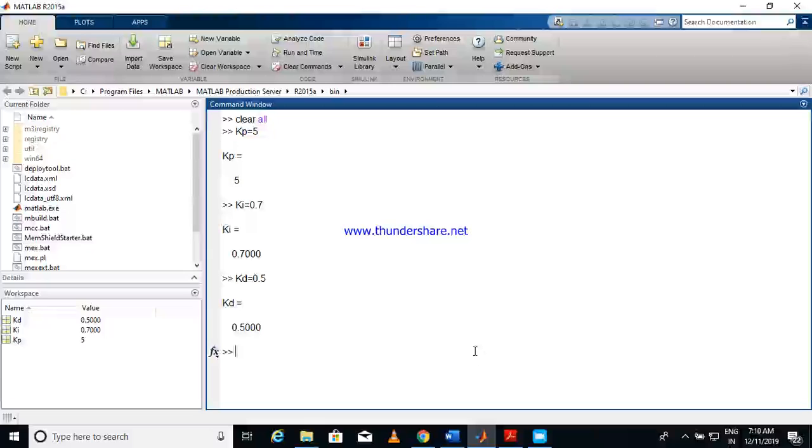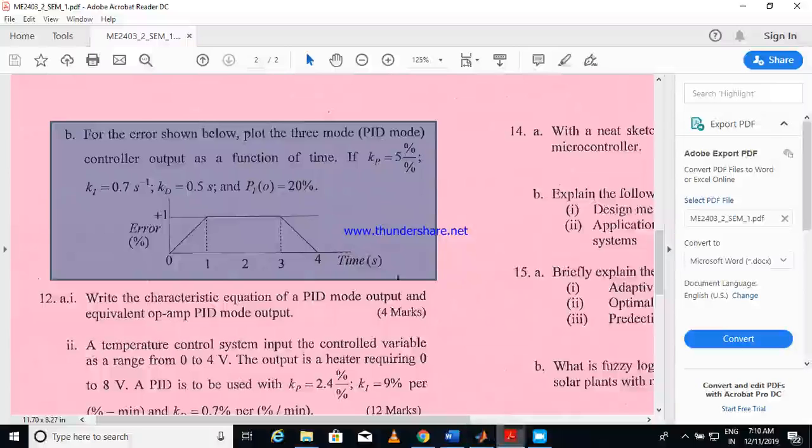Now, first we will calculate the error function. This is the error function, and it has three segments. The x-axis is time, the y-axis is percentage. From 0 to 1 the error is increasing, from 1 to 3 it is constant, and from 3 to 4 it is reducing, and at 4 seconds it becomes 0.